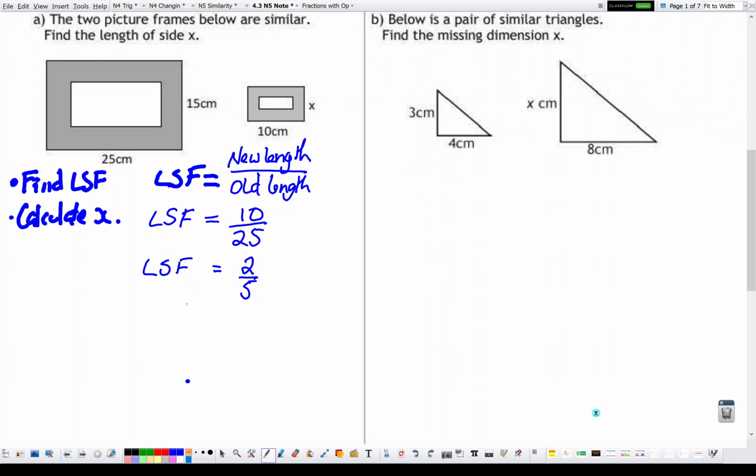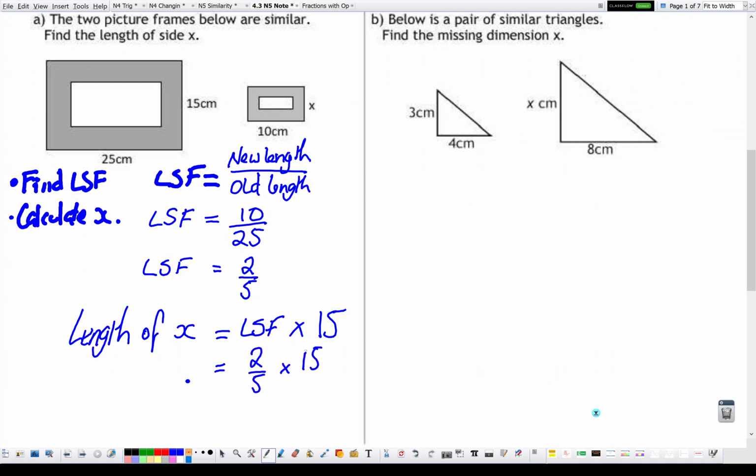To get the actual length of side X, write down length of X. It is quite simply the length scale factor multiplied by the corresponding side to X in the old shape, so times by 15. So 2/5 times 15, and I just need to do a wee bit of numeracy work to work that out. Multiply the top, that's 30 divided by 5, which is 6 centimetres. Final answer.